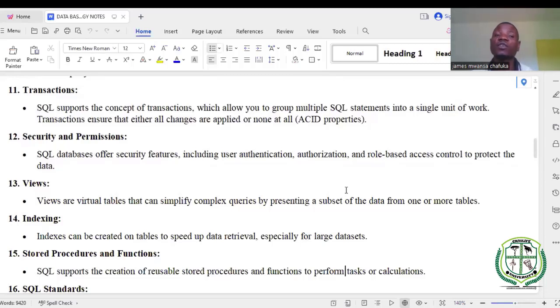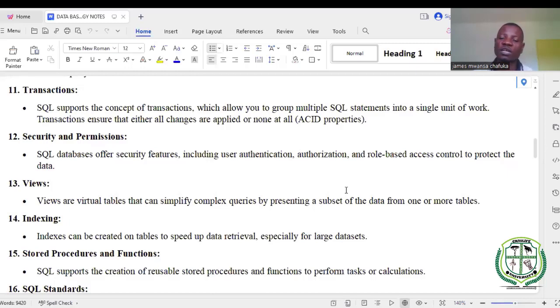And then we also have security and permissions. SQL databases offer security features, including user authentication, authorization, and role-based access control to protect the database. Authentication is where you are supposed to use a password, and then there is authorization, where the system either accepts you to log in or says you cannot access the system. So structured query language also provides a security system, okay?